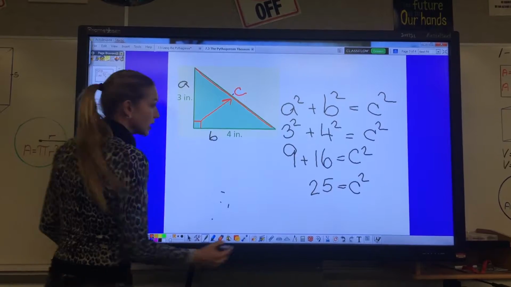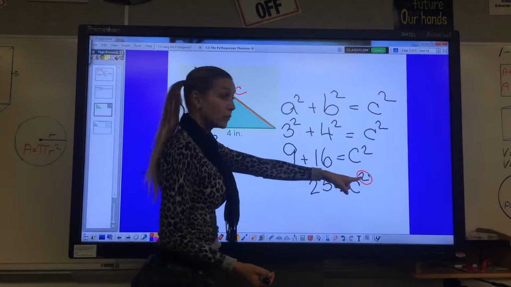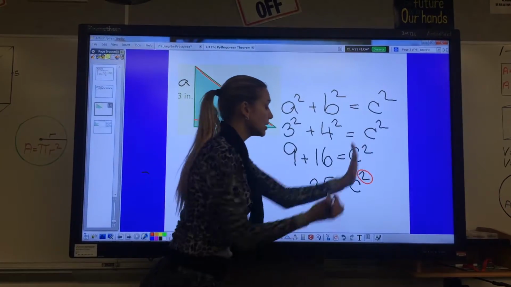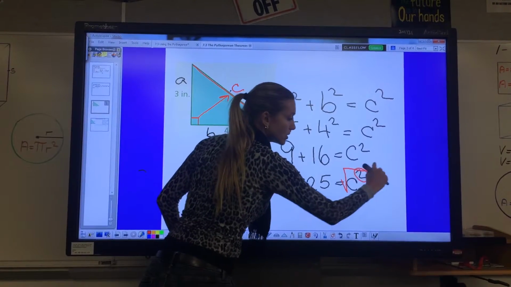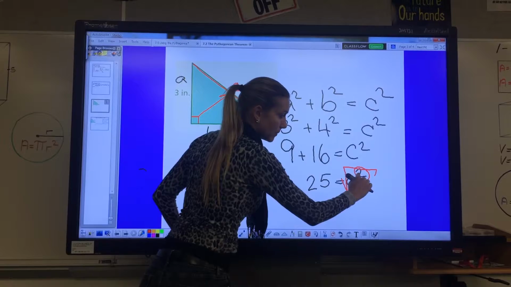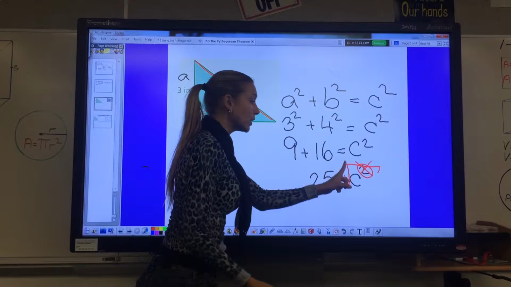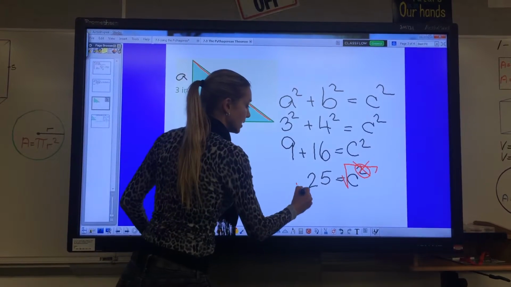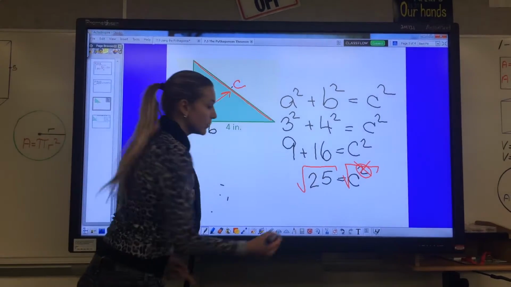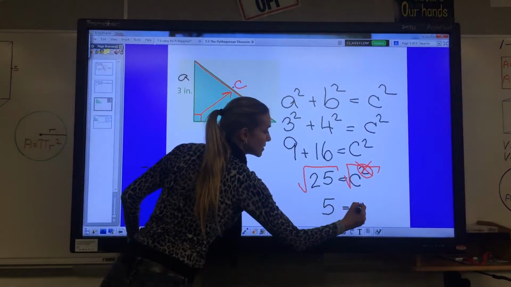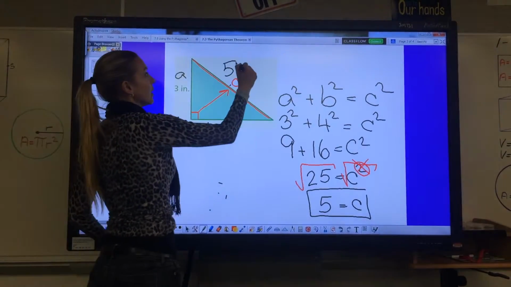That means I have to get rid of the exponent, right? The square. What undoes square? What will undo exponents is the radical, because I want to get rid of this. The only way to do it is to take a square root of the square. It will cancel it out, and I will be left with C only. If I take the square root of one side, I have to take a square root of the other side. Square root of 25 is 5, and 5 equals C. The measure of the hypotenuse is 5, and we talk about inches.